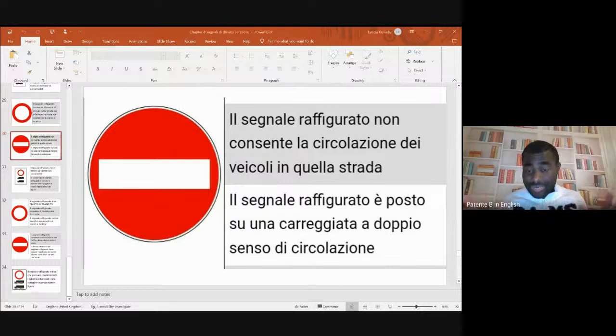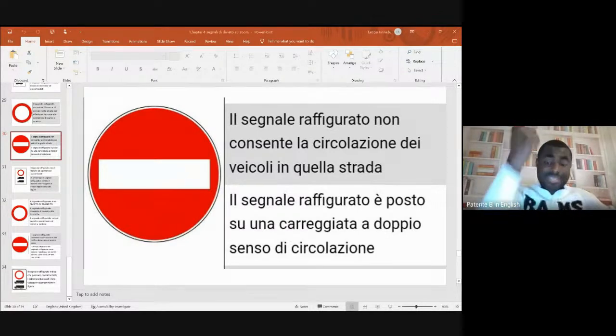Look at the question carefully. The question says that il segnale raffigurato, so this certificate, non consente, so this signal doesn't allow la circolazione, the circulation, dei veicoli. So it doesn't permit the circulation of vehicles in quella strada, in that road. And the answer is false. No, you can circulate on the road, but your entrance of the road must be from the opposite side.